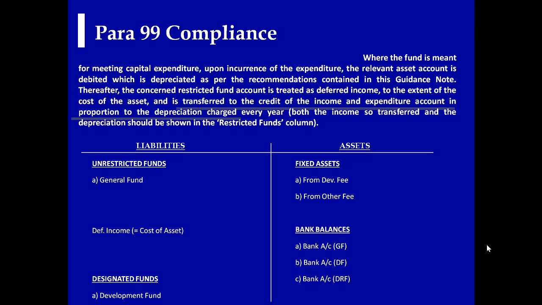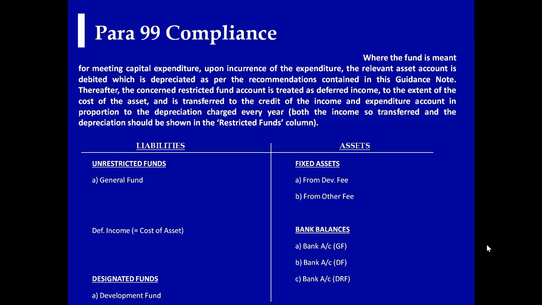Next, the para says that and is transferred to the credit of income expenditure account in proportion to the depreciation charged every year. So it says that whatever amount you're going to charge in the income expenditure in the form of depreciation on the asset, you need to transfer it to the credit of the income expenditure account. Now this is where a lot of people make error, because they are just reading the plain words of it and they are not reading this statute in entirety.